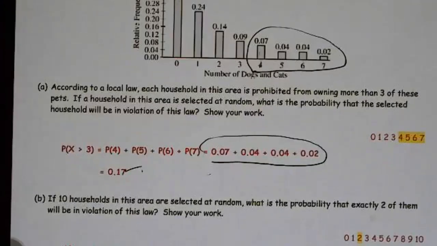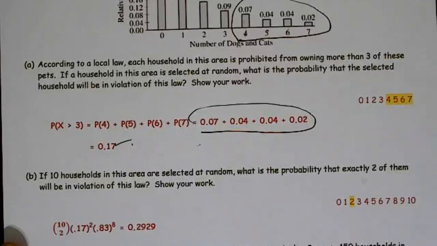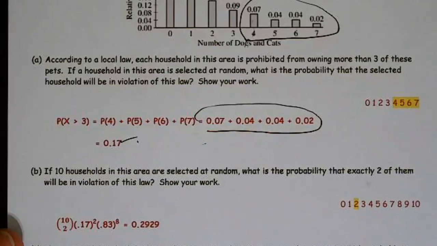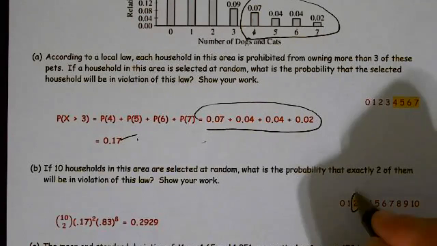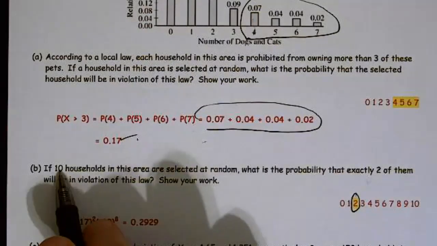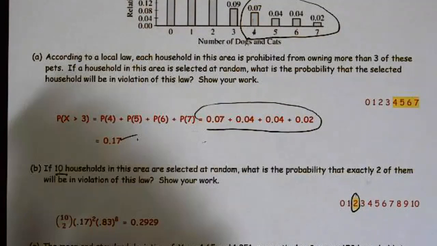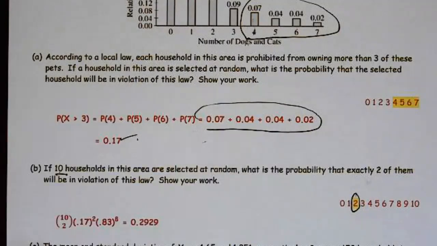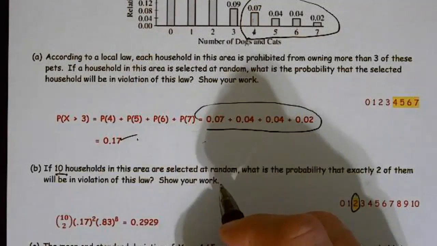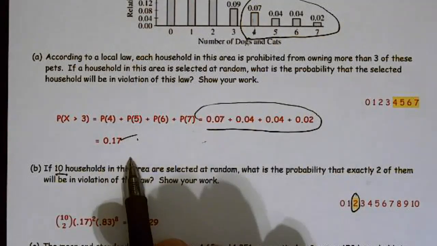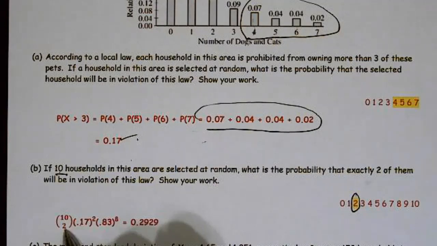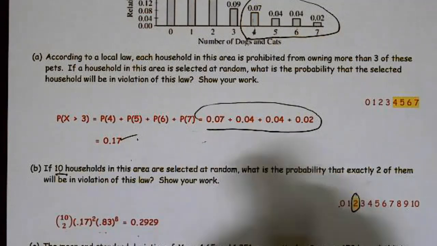If 10 households in this area are selected at random, what's the probability exactly 2 of them will be in violation? Well, because it's exactly 2, it's a singular value. I should back up: we have a fixed number of trials, and a fixed number of trials makes this a binomial. We have a probability that we calculated ahead at 17%. So that's our formula, and this is a binomial PDF because it's only a singular value.